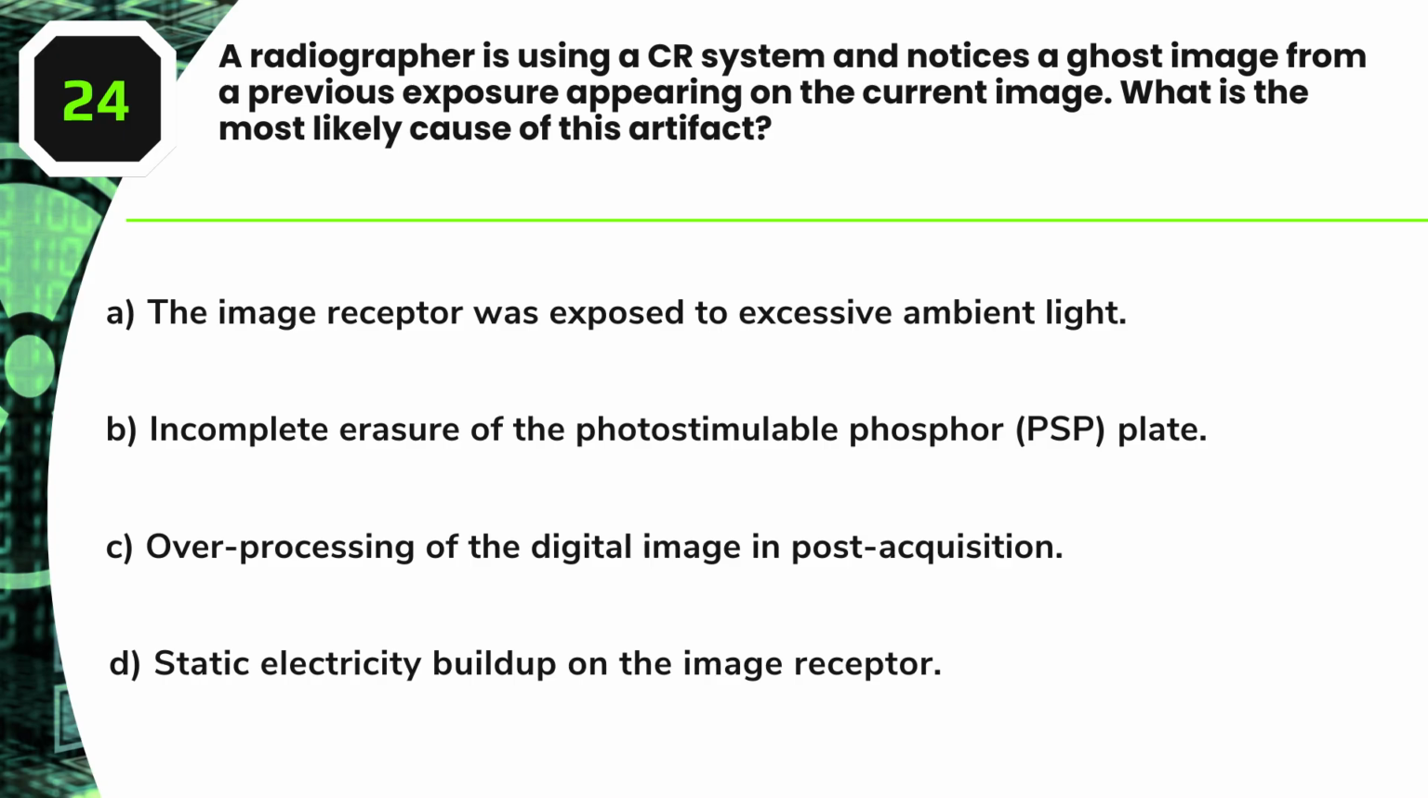Question 24. A radiographer is using a CR system and notices a ghost image from a previous exposure appearing on the current image. What is the most likely cause of this artifact? A. The image receptor was exposed to excessive ambient light. B. Incomplete erasure of the photostimulable phosphor, PSP, plate. C. Overprocessing of the digital image in post-acquisition. D. Static electricity buildup on the image receptor.